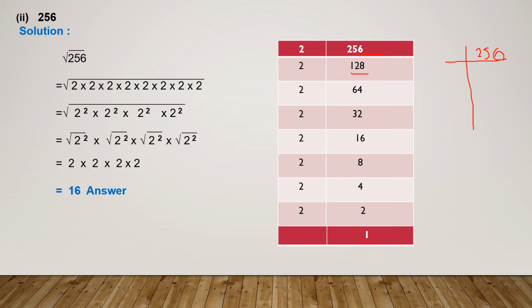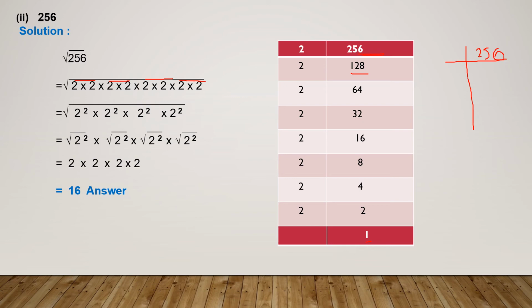Now instead of 256, write all the prime factors that we have already found over here. The next step is to make pairs. This is your first pair, this is your second pair, this is your third pair, and this is your fourth pair. After this, you will write your pairs in the form of squares.